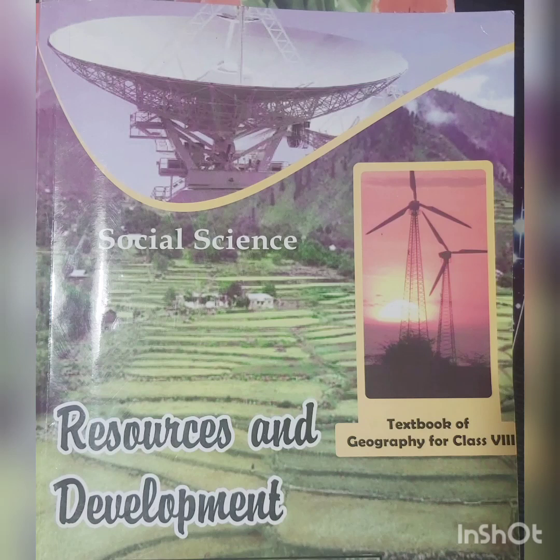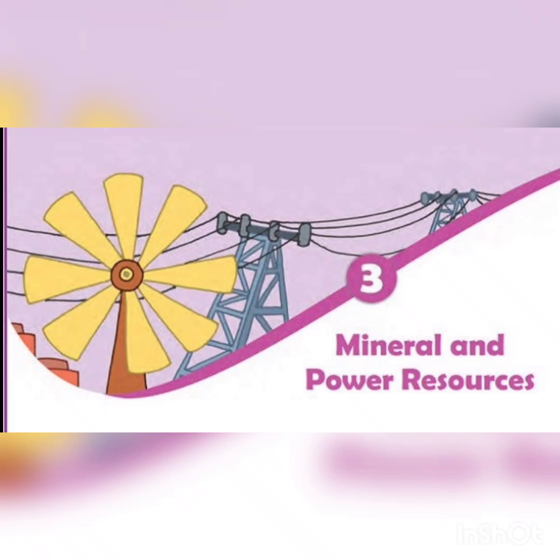Class 8th Geography, Chapter number 3, Mineral and Power Resources. Students, as you know, a naturally occurring substance with a definite chemical composition is a mineral, and they are not evenly distributed over space. Minerals are concentrated in a particular area or rock formations.